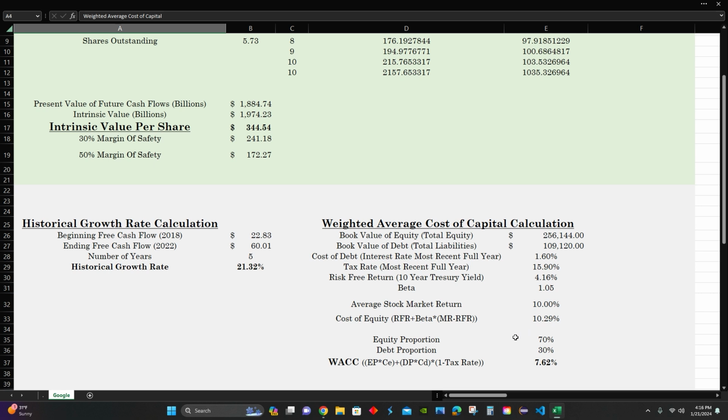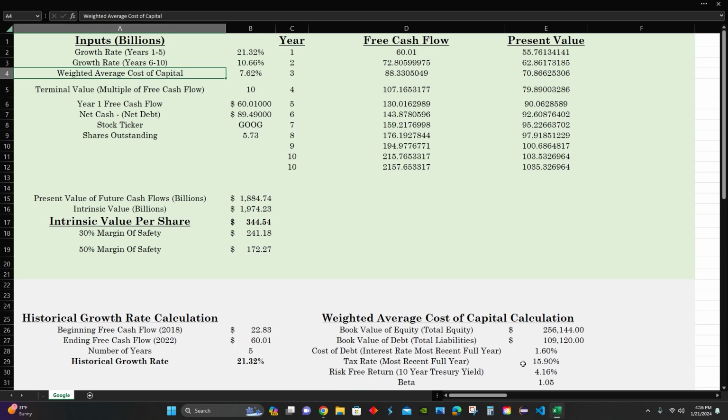They have a proportion of around 70% equity and 30% debt, which means after taking their equity proportion, multiplying that by the cost of equity, adding that to the debt proportion multiplied by the cost of debt, and then multiplying the debt proportion by the tax shield because debt is a tax write-off, I got a weighted average cost of capital of 7.62% for all of Google's capital, which is what I'm using right here to calculate their discount rate. And we can also see net cash right now is sitting at around $89 billion after subtracting all of their debt, and they have a little over 5 billion shares outstanding.